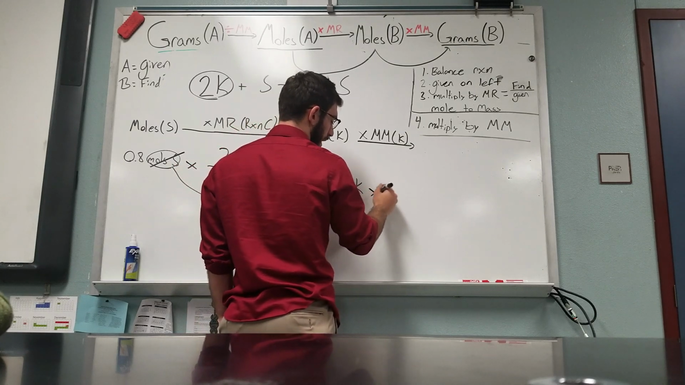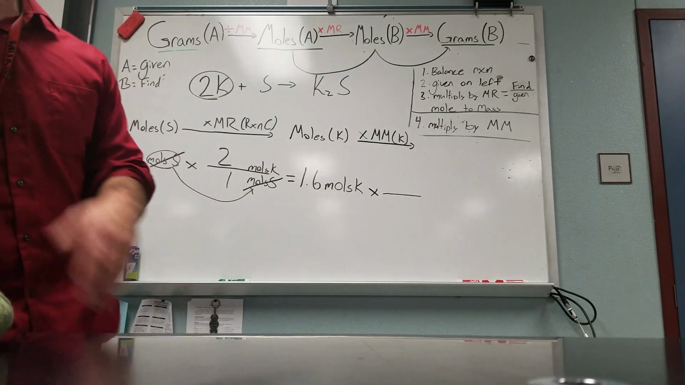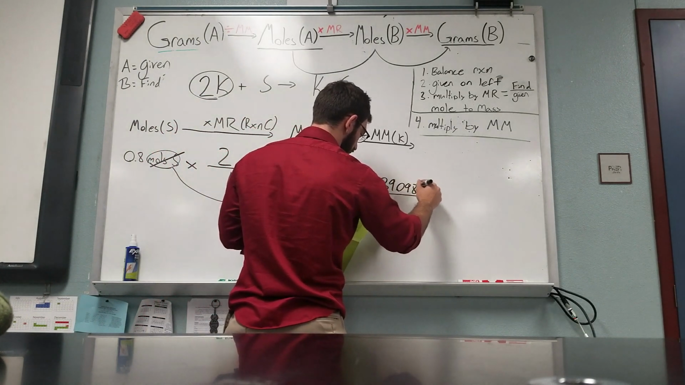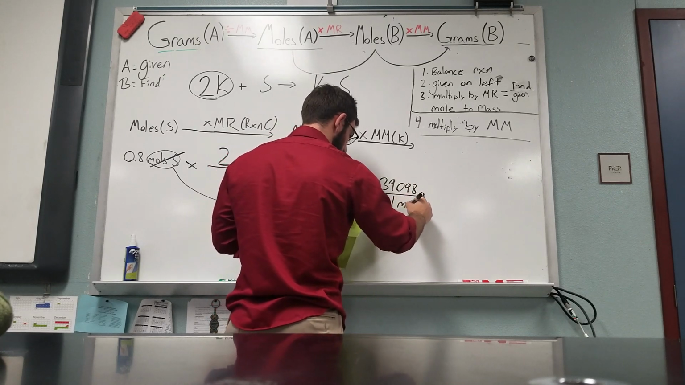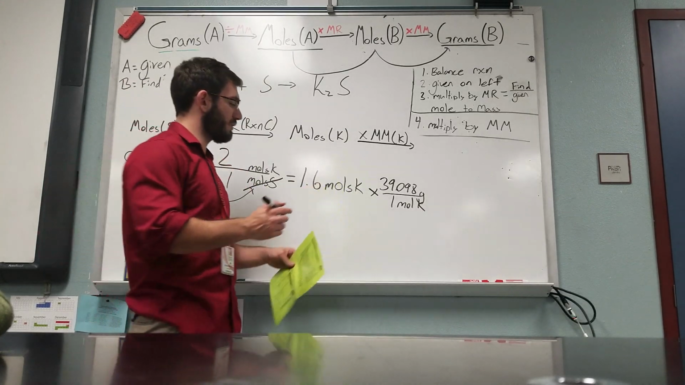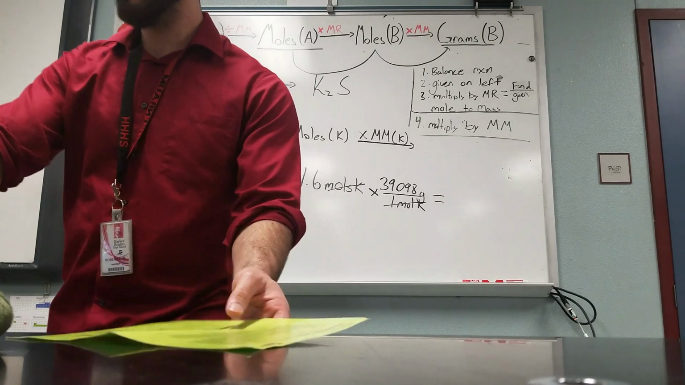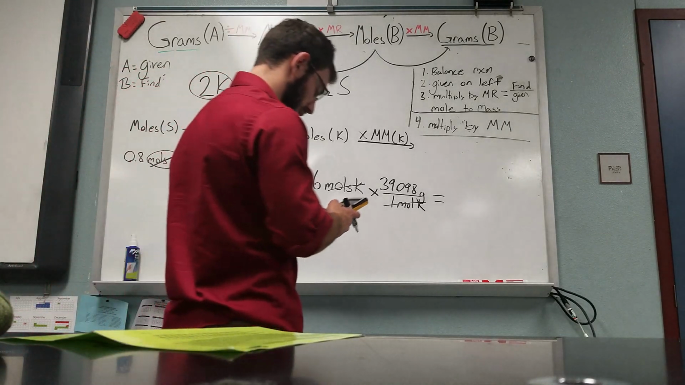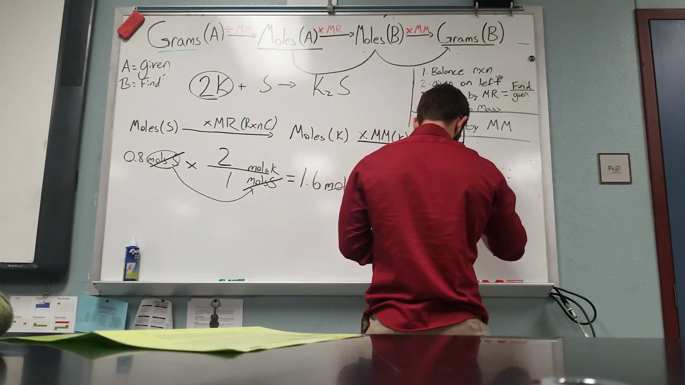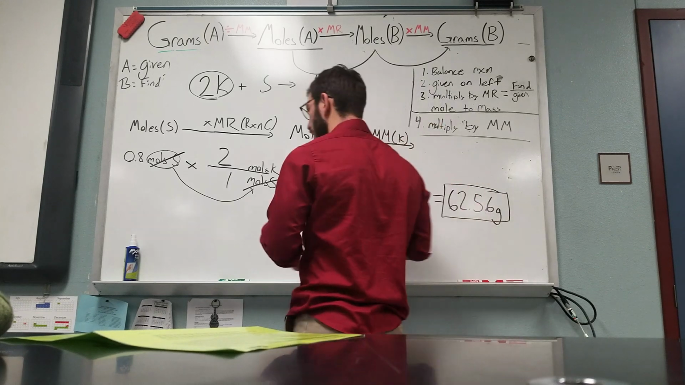So, multiplying by the molar mass, in this case, potassium, where's my green sheet? Potassium, 39.098 grams per 1 mole of potassium. The moles will cancel, giving you just grams. Multiply this out, and you should get 62 point something. 39.098, 62.56 grams. Okay.